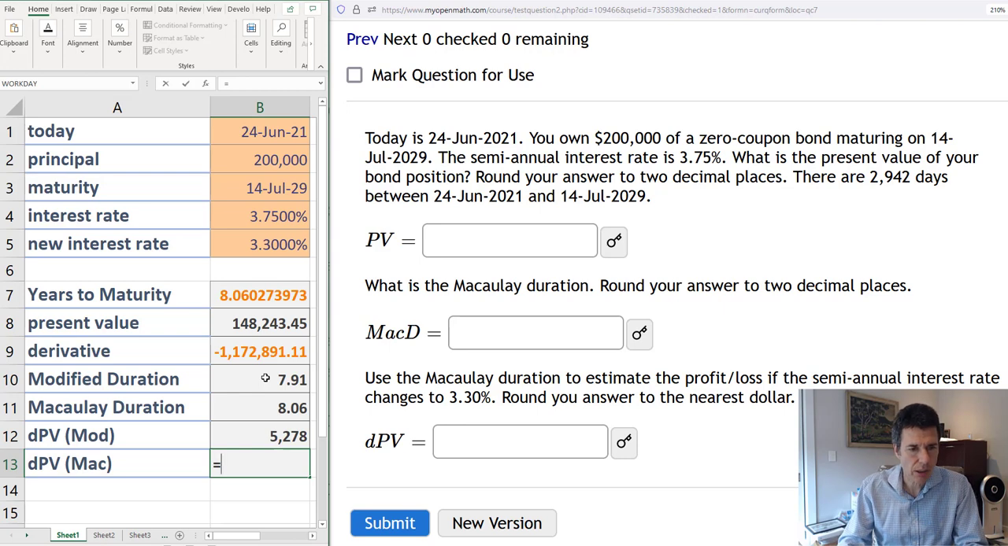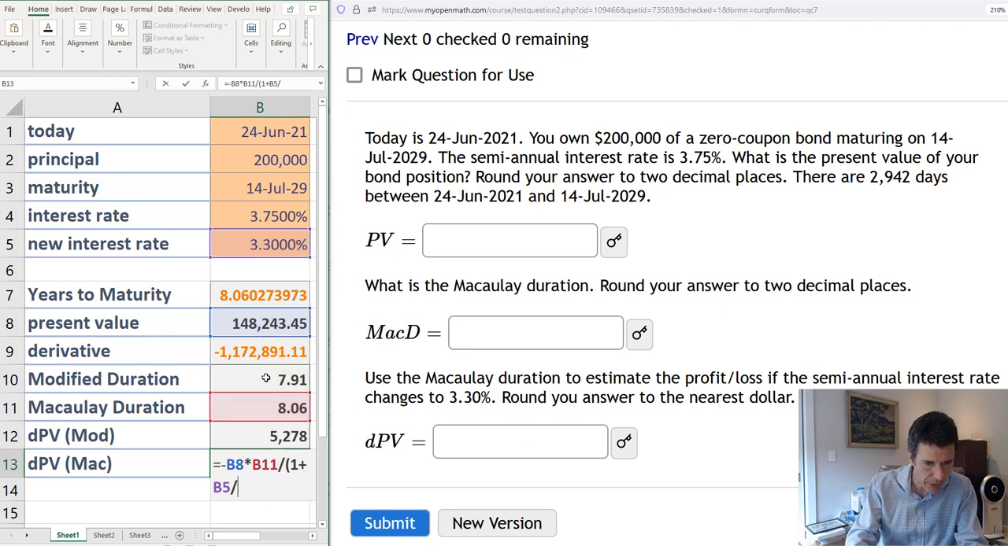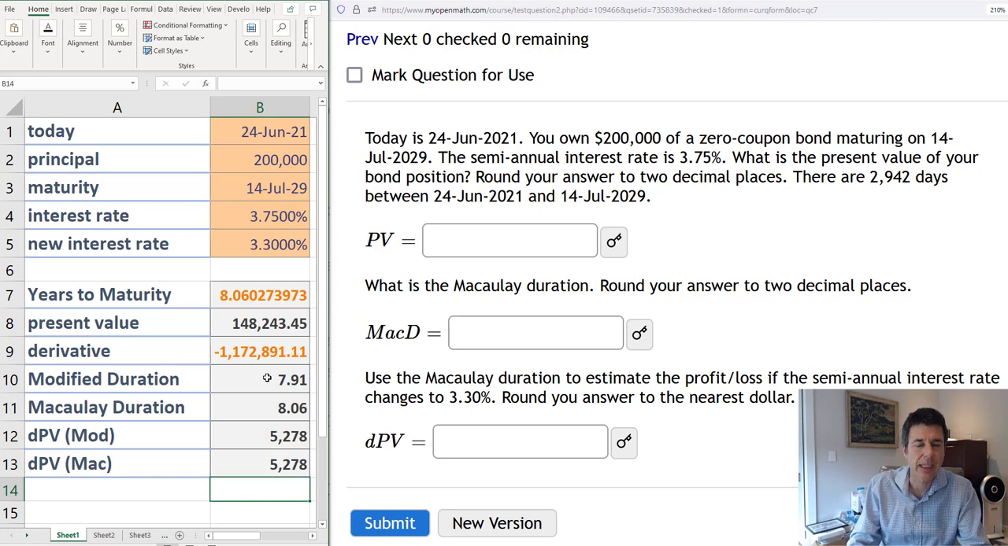If we're using Macaulay duration, it's negative present value times Macaulay duration divided by 1 plus the interest rate divided by 2, times the change in interest rates. New interest rate minus the old interest rate, 5,278. Not surprisingly, we have the same answer here because these formulas are essentially the same.